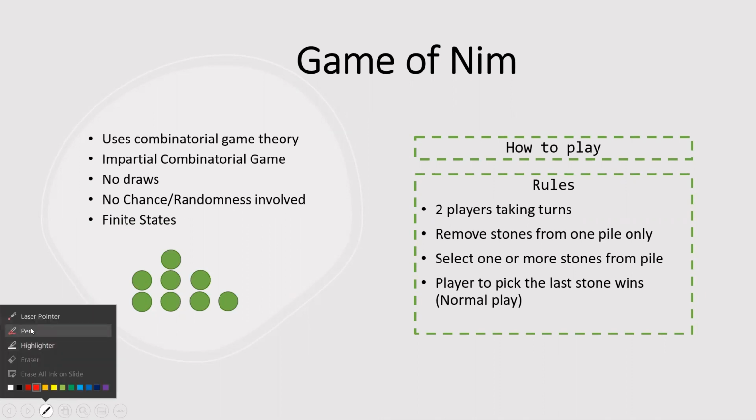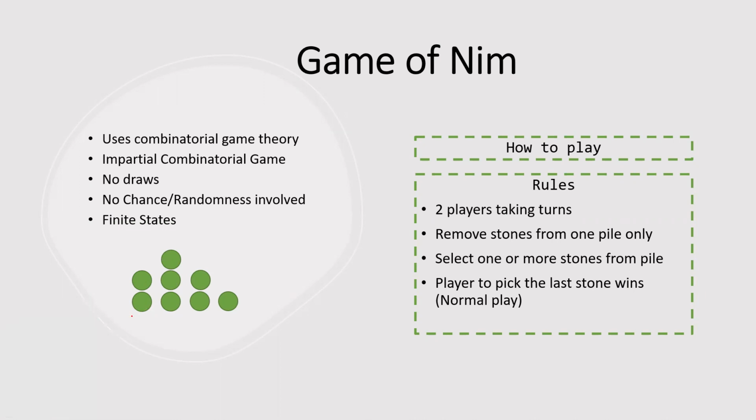It is played between two players and they have a number of piles of stones or tokens, whatever you want to call them, and each player takes turns removing a number of stones from one pile at a time, and the person who picks up the last stone will win, and the person who has no stone left to pick will lose the game. This is a normal play variant of the game. In this project I will be dealing with this variant of the game.